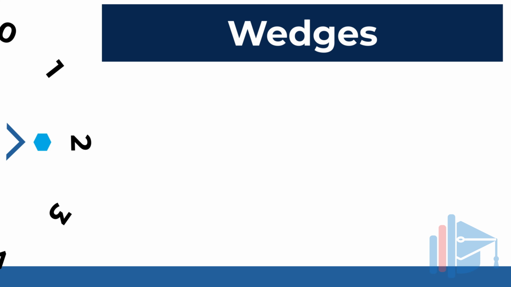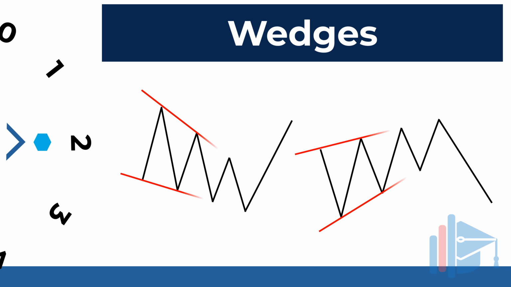Wedges are chart patterns formed when support and resistance lines are both sloping in the same direction, with the distance between them gradually narrowing as the pattern develops. These patterns are considered neutral because they can lead to either a continuation or a reversal of the prevailing trend, depending on the breakout direction.